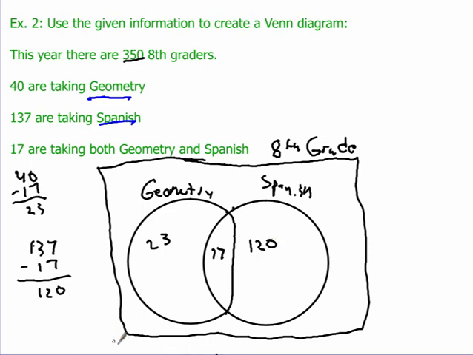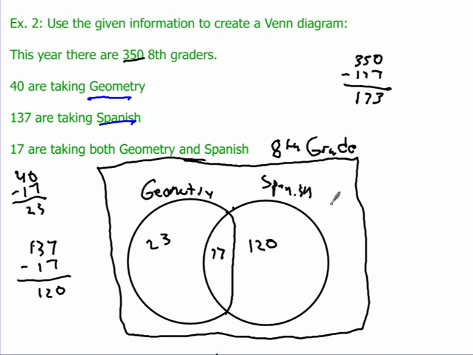Now, am I done here? Well, no, I'm not. I've got 350 8th graders. All combined here, I have 177. So what do I do with my other students? Well, 350 minus 177. What do I get there? 173. All right. I've got 173 students who are not in either one of these circles.